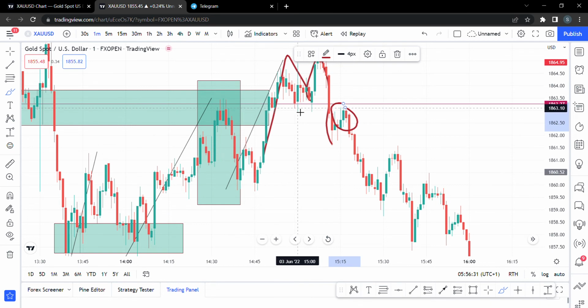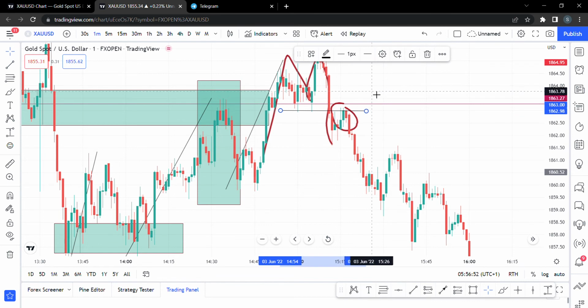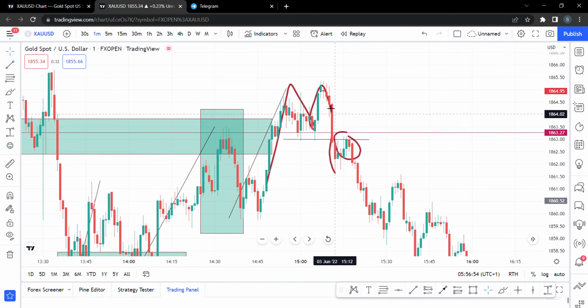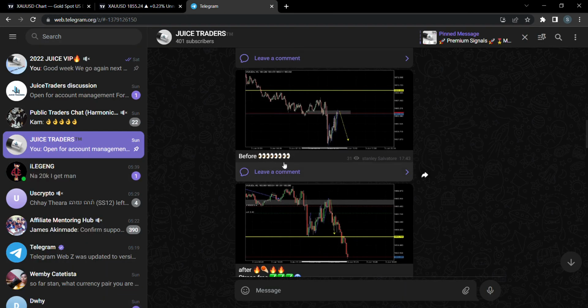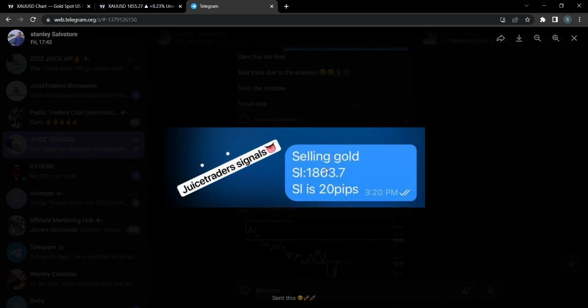Back to this week's. Let me use the trend line. Back to this week's. That was my entry, and my stop loss was just above. Let me check the entry again. Okay, this is the entry. Stop loss 1863.7.